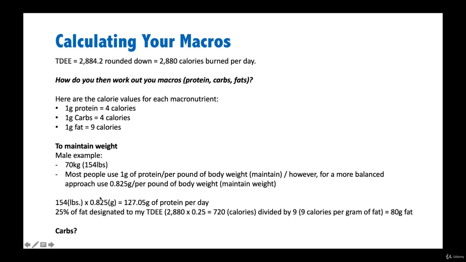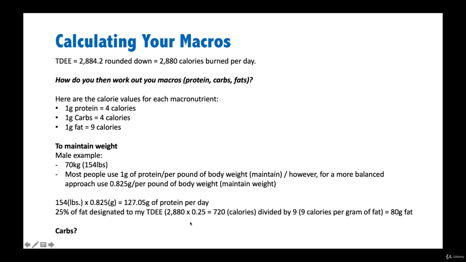That means in order to maintain his muscle size, maintain his muscle mass, this guy must be having at least 127 grams of protein per day. Now, that's just the protein. We've now got to get the carbs and the fats involved in calculating this guy's macronutrients. So the rule of thumb is it's different for everyone. So in this example, I'm going to say 25% of his total diet of 2,880 calories is going to be fat.